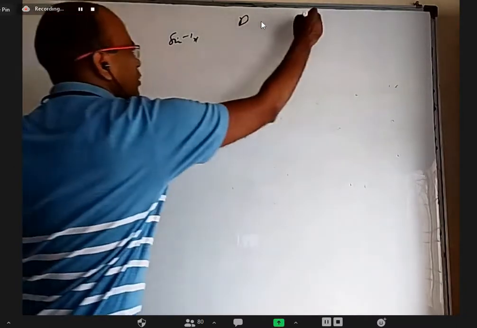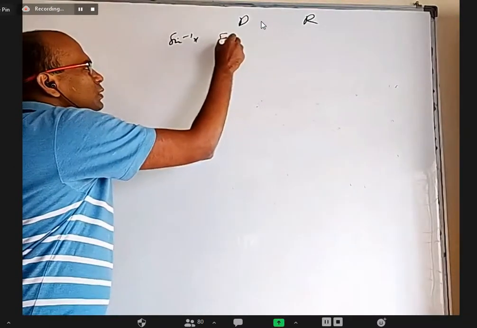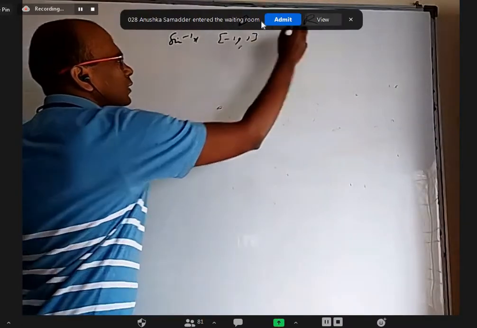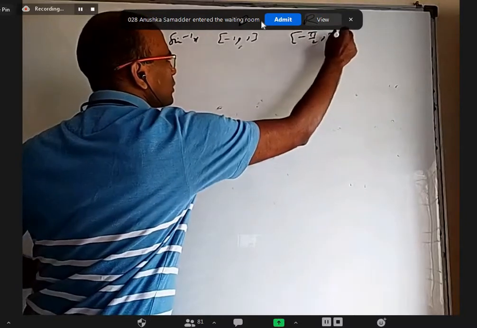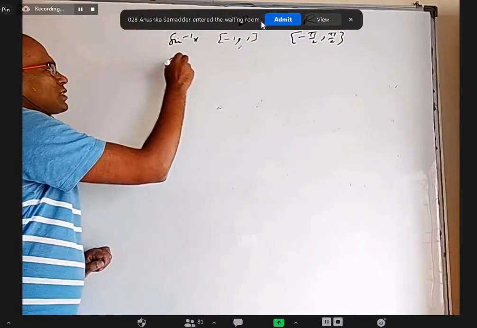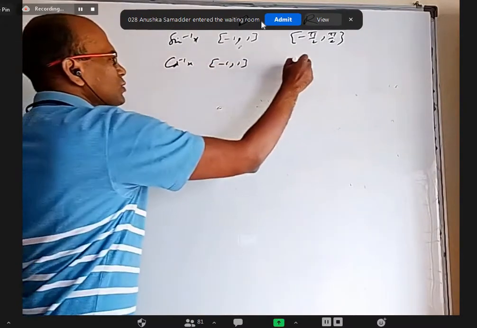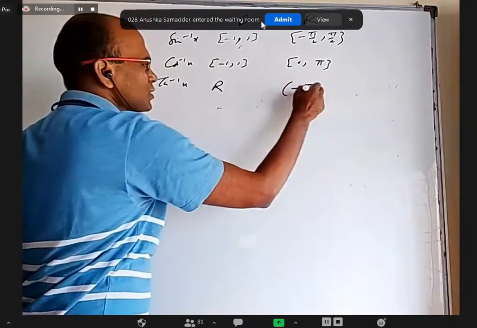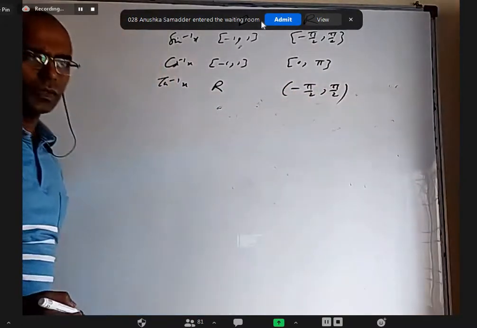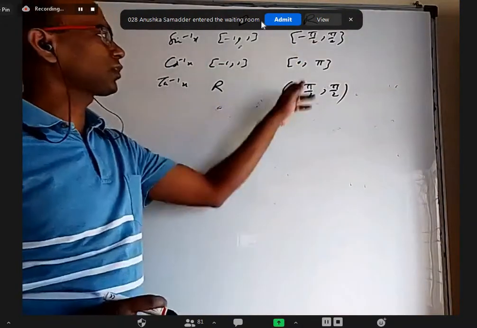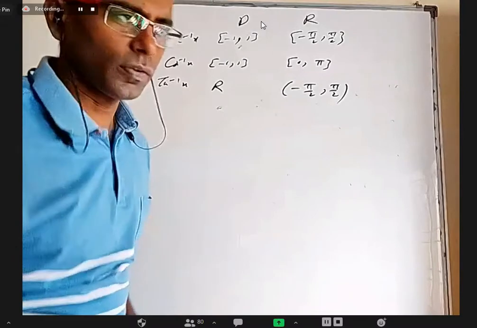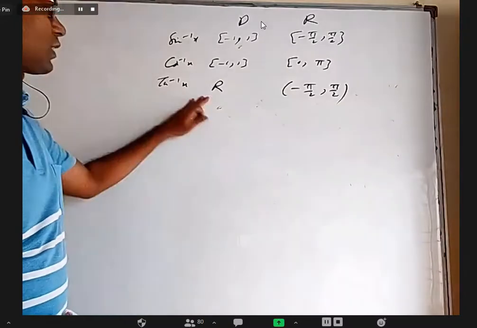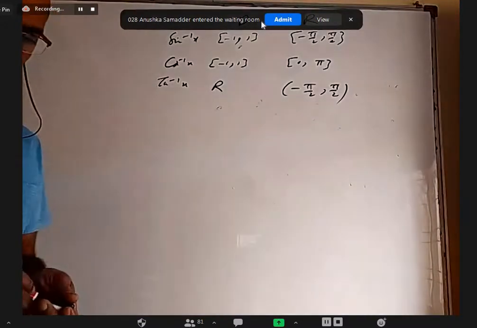For sine inverse x, what is the domain? What is the range? Domain is the closed interval -1 to 1. Range is the closed interval minus pi by 2 to pi by 2. Cos inverse x, domain is -1 to 1, range is 0 to pi. And tan inverse x, domain is all real numbers and range is the open interval minus pi by 2 to pi by 2. Actually, sine, cos, tan are restricted to be bijections, and when you reverse them, the sine range becomes the domain here and the sine domain becomes the range here. Similarly, you can write for secant inverse and cosecant inverse also.